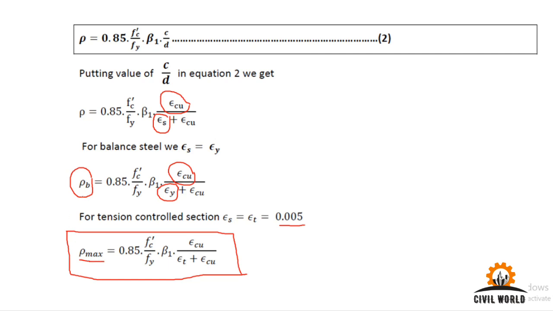It means we have reduced the area of steel, we have reduced the strength of steel provided to that composite section, and now steel will fail before the failure of concrete, and we'll have ductile failure, or we'll call it a tension controlled section, which is the only allowable section as per ACI code.